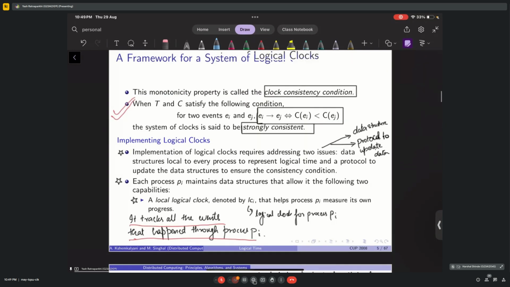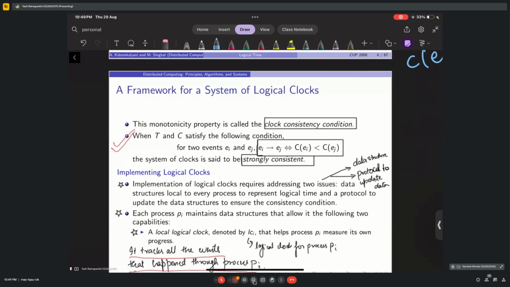The monotonicity property, the one we discussed above, is known as the clock consistency condition. When T and C satisfy the following condition for two events, Ei happens before Ej double implies C of Ei less than C of Ej. Double implies means the reverse is also true. If the timestamp of an event is less than the timestamp of another, definitely that event has occurred before the other. So if the condition is true in both directions, it is known as strongly consistent. Are you able to understand this?